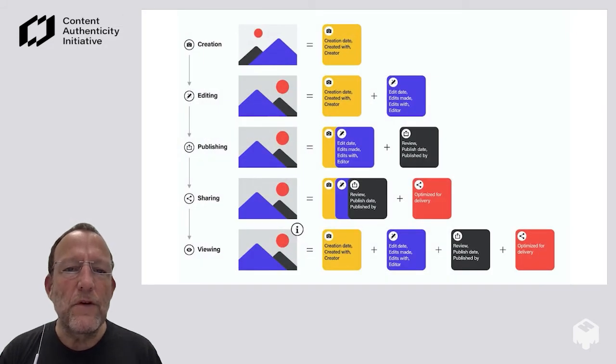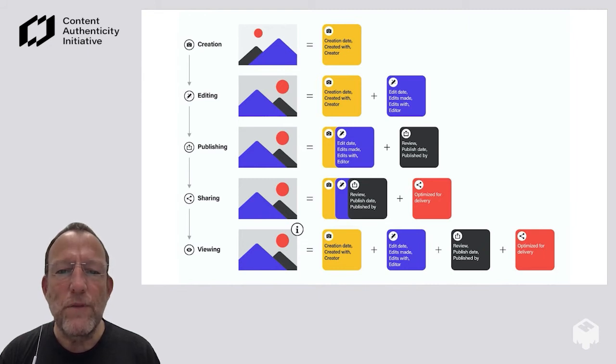We take a little deeper look here at the types of things we're capturing in the content credentials. At the moment of creation, we might capture things like the date, the tool, who pressed the button. The moment of editing, things like the date the edit was made, what edits were made, with what editing tool, and by whom. On the publishing level, we might check who reviewed the image, who published it, when. On the sharing, if a social media company was optimizing files for delivery, let's say routinely shrinking the file size to make them easier to share, that also would be captured.